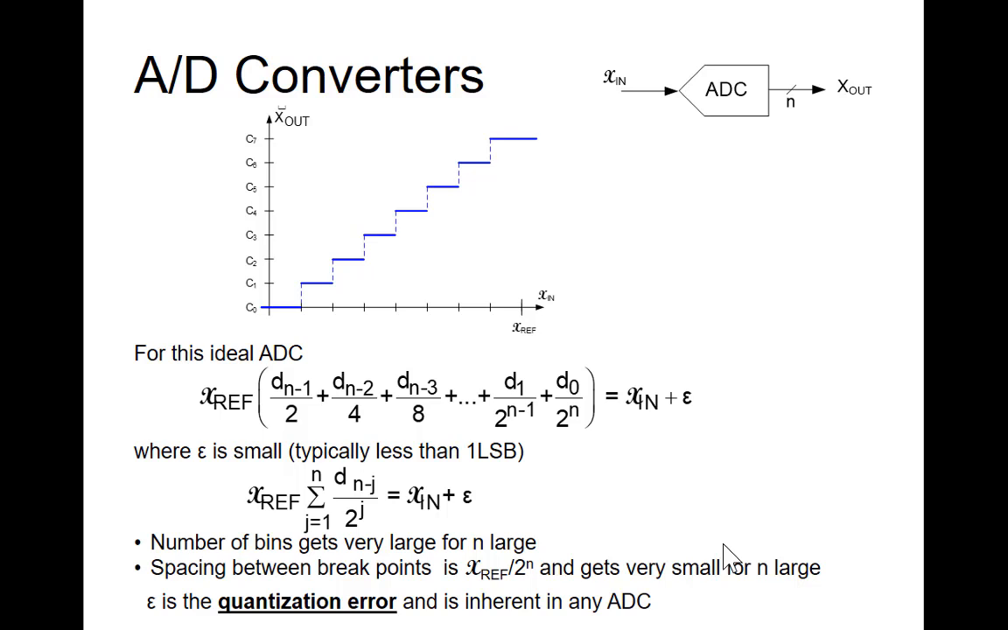Now I'm assuming here that we have a single-ended input. We can modify this equation appropriately if we have a differential input. And as you can see, if XREF is fixed and n gets large, the spacing between two transitions can get very small.